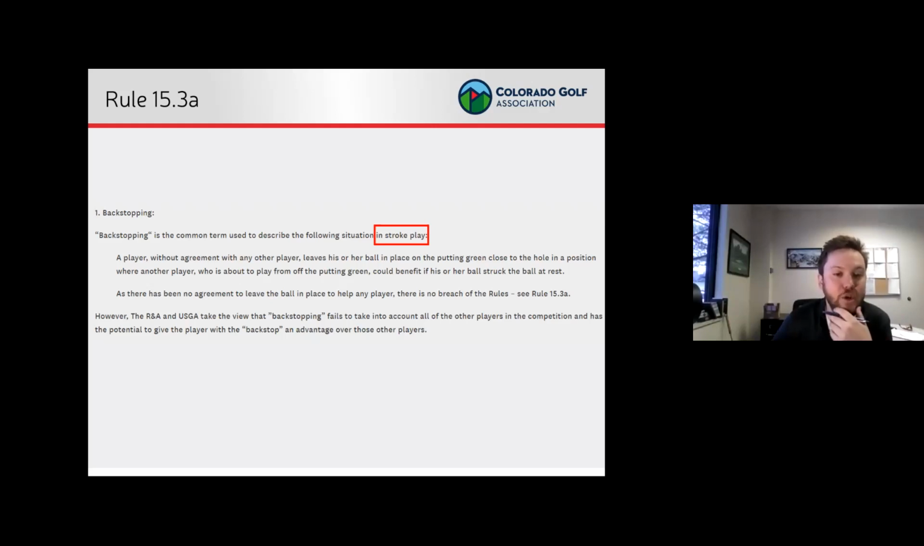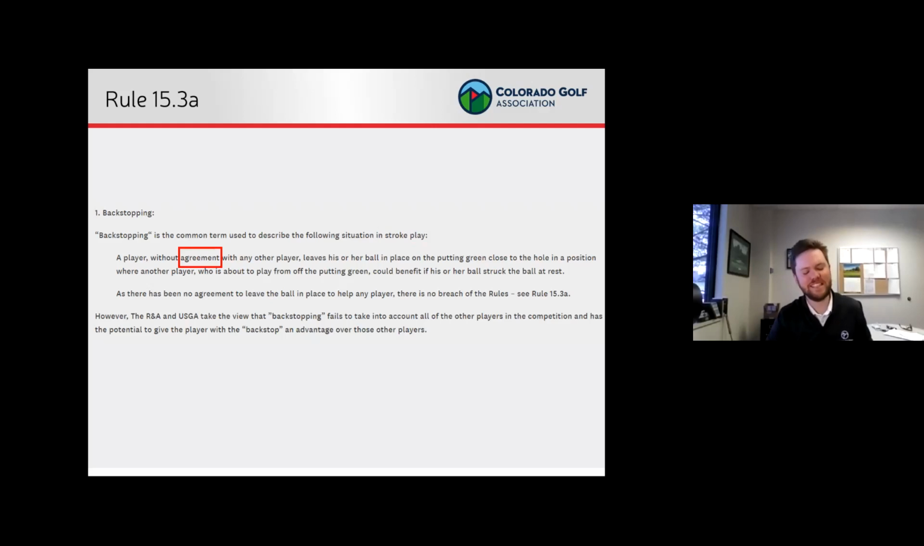However, the R&A and USGA take the view that backstopping fails to take into account all the other players in the competition, again, stroke play. There's 40 other of us playing, and it has the potential to give the player with the backstop an advantage over those other, call it 40 players. Again, what this comes down to, looking back here, it says a player without agreement with any other player. So this is kind of the loophole, and it says without agreement.